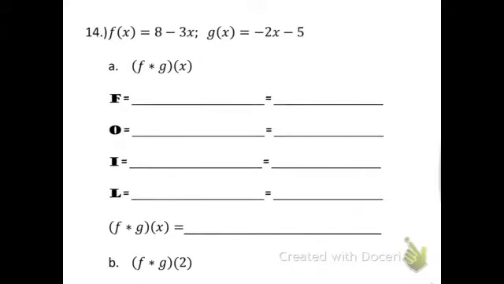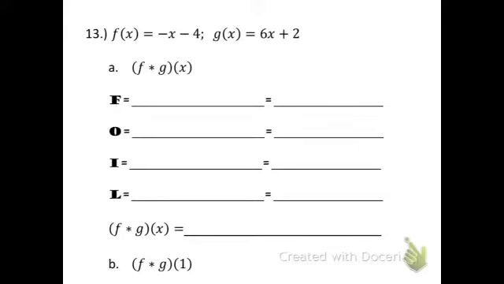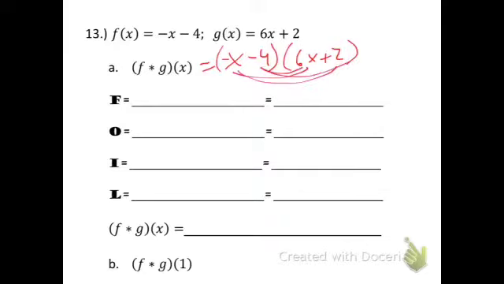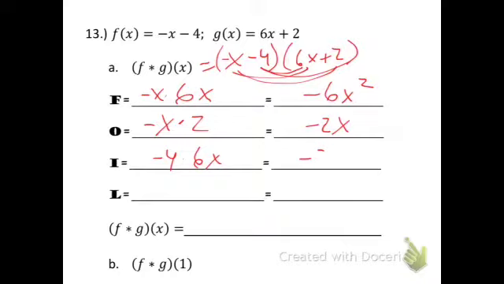Moving on to 13. Oh man, we got 2 more. That's it. So negative x minus 4 times 6x plus 2. First, outsides, insides, lasts. It spells FOIL. We got negative x times 6x gives you negative 6x squared. Negative x times 2 gives you negative 2x. Negative 4 times 6x gives you negative 24x. And negative 4 times 2 gives you negative 8.